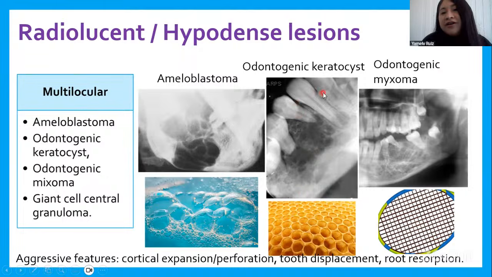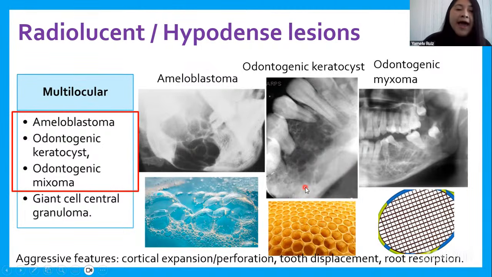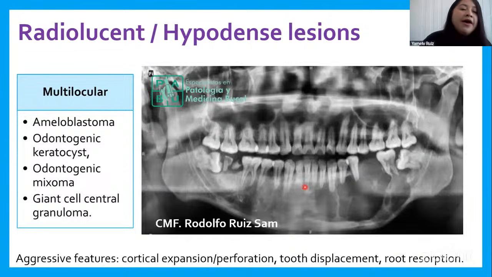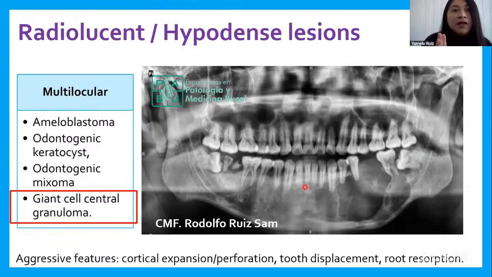However, as I said before, this is biology. Sometimes odontogenic keratocysts could have the subbubble or the tennis racket pattern, and sometimes ameloblastoma could have the honeycomb or the tennis racket pattern. But most of the time, that's how each one is. Plus the pattern, these entities have other aggressive features like cortical expansion, cortical perforation, tooth displacement, and root resorption.